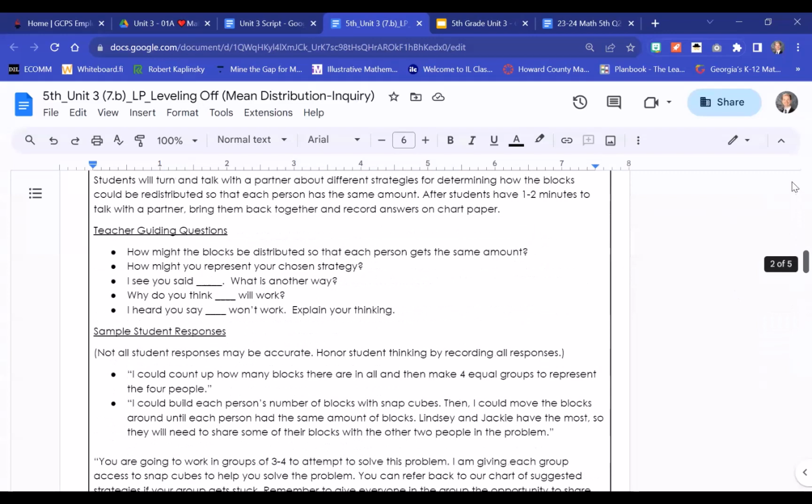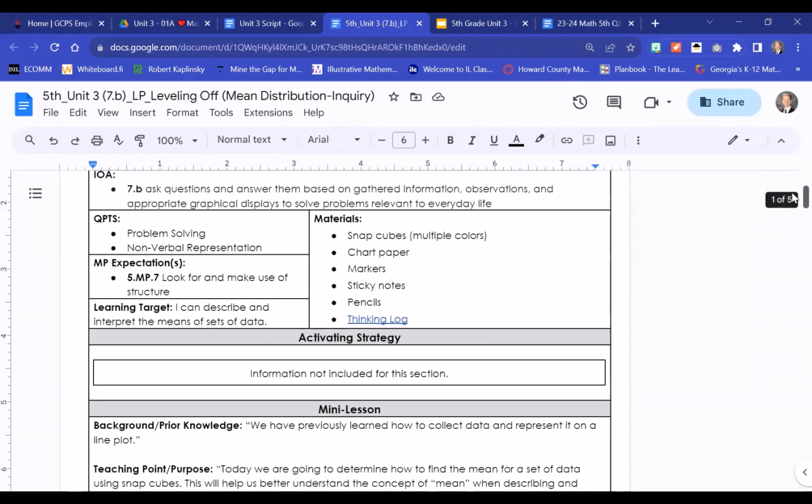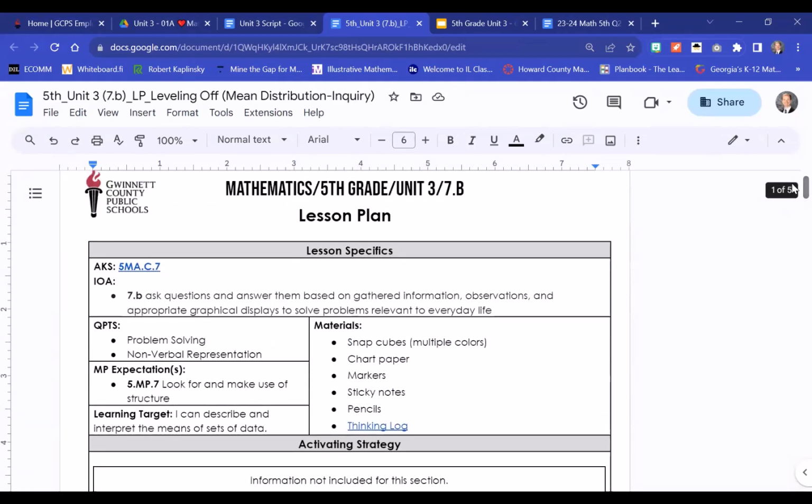But again, we're going to provide those snap cubes for students so that they can explore, but the concept of the lesson is for students to start to wrap their head around mean distribution and understanding concretely what that could look like. We're not pushing kids to apply an algorithm here to determine mean. We really want them to explore it conceptually and visually.